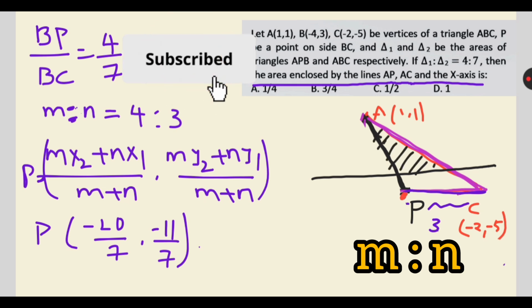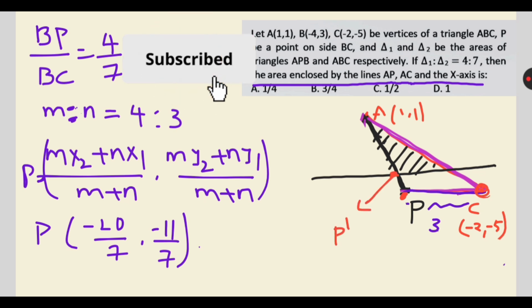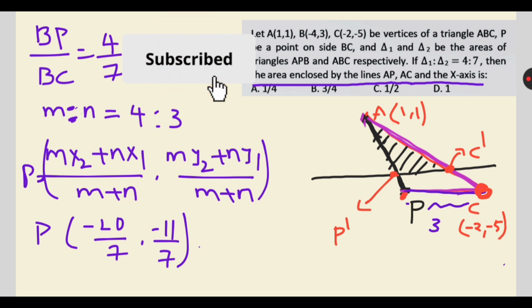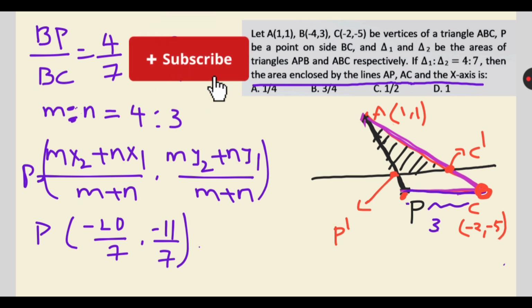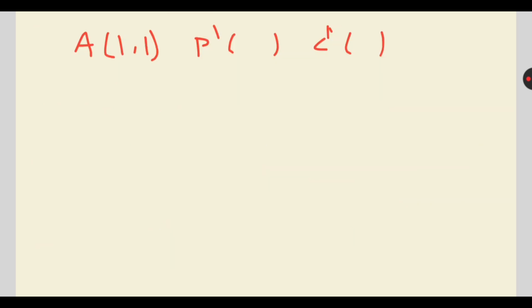This point is P, so here that point is P dash. And this point is C, that means this point is C dash. And we know the A point, which is (1, 1). We need to find the area of this part. How can you find it? If you know the points P dash and C dash, using these 3 points, you can find the area easily.